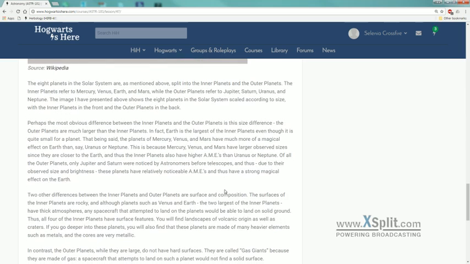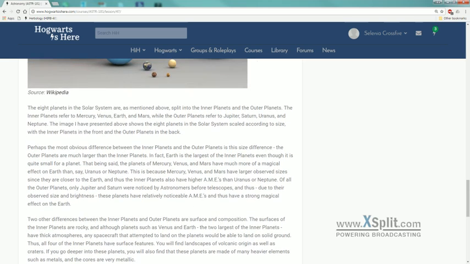Perhaps the most obvious difference between the inner planets and the outer planets is the size difference. The outer planets are much larger than the inner planets. In fact, Earth is the largest of the inner planets, even though it is quite small for a planet. That being said, the planets of Mercury, Venus, and Mars have much more of a magical effect on Earth than, say, Uranus or Neptune.